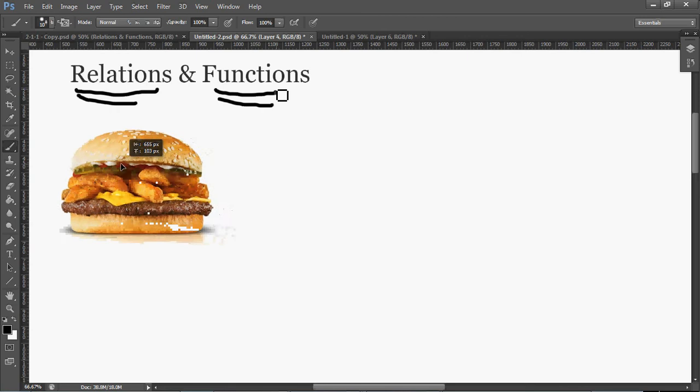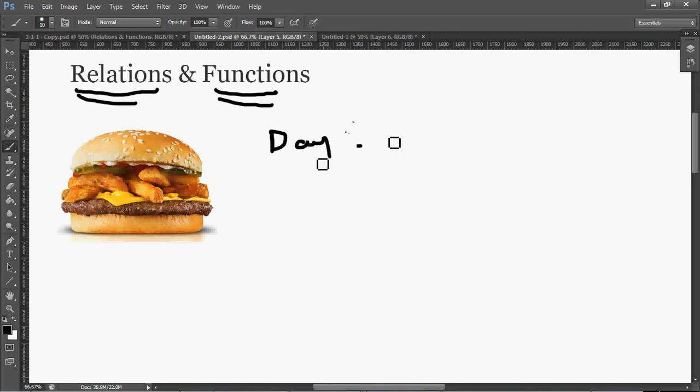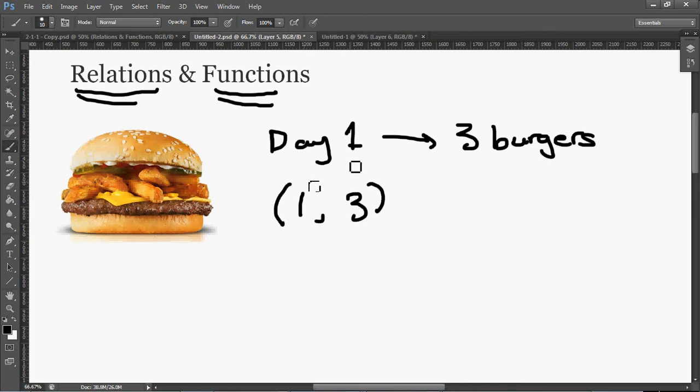Let's say that today I decide to open a burger restaurant. And on day one of my restaurant, I sell 3 burgers. So the first day I opened, I immediately sold 3 burgers. And I'm going to write that as 1, 3, where this first number here, the 1, represents the day, and the second number represents the number of burgers sold.